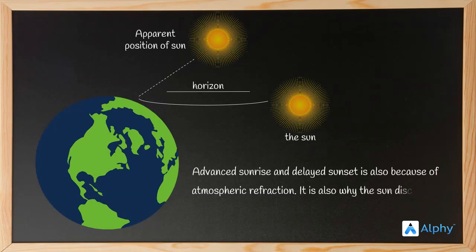It is also why the sun disk looks flat during sunrise and sunset. The sun is a sphere, but during sunset and sunrise, it may look like a two-dimensional disk. This is also due to atmospheric refraction.